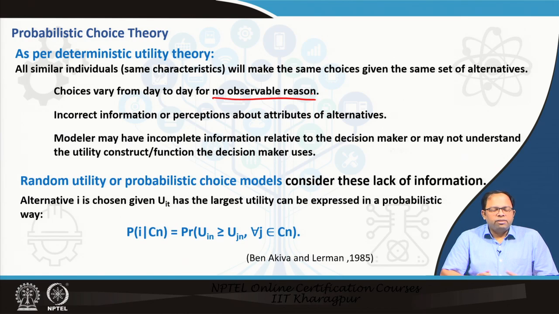Then the next thing is incorrect information or perceptions about attributes of alternatives. People don't know the exact information about every alternative. They have some perceptions, that means they believe a value to be something, but actually it is different. All these things also play a role. And the modeler, the person who is actually developing these models, may have incomplete information relative to the decision maker, or may not understand the utility construct or the function that the decision maker actually uses to decide.